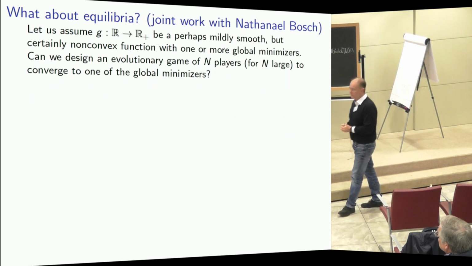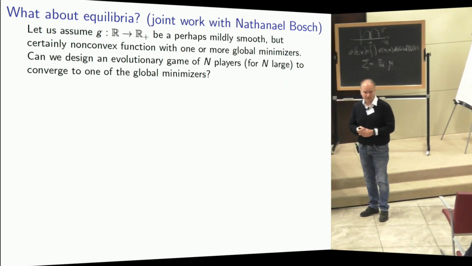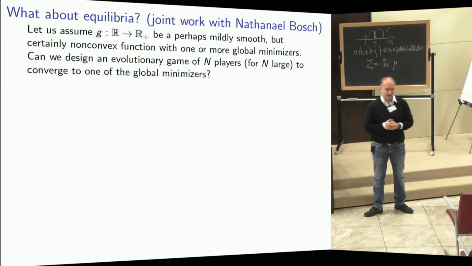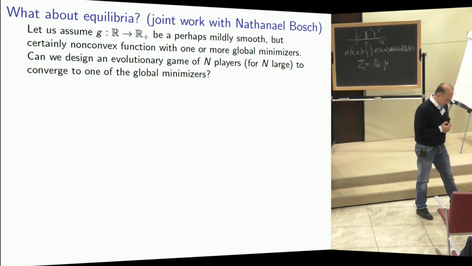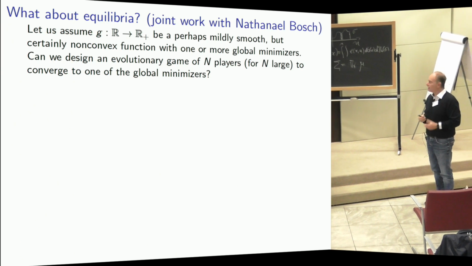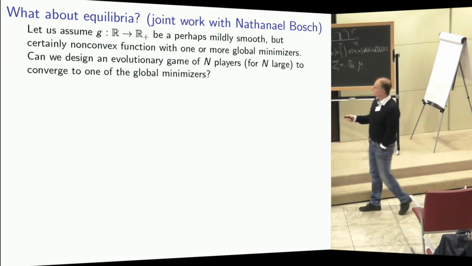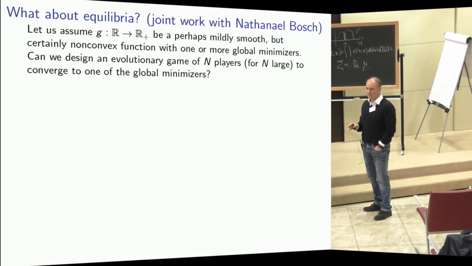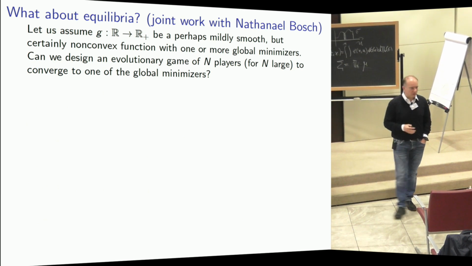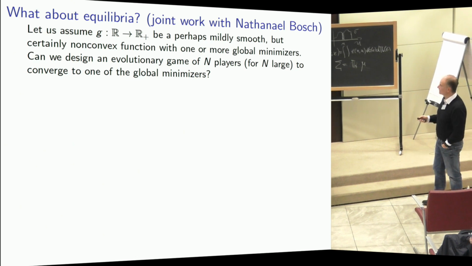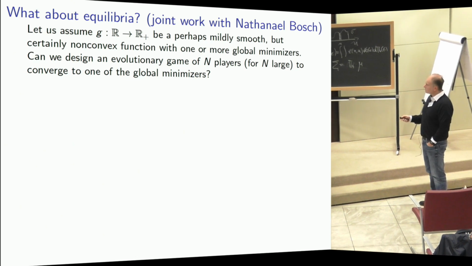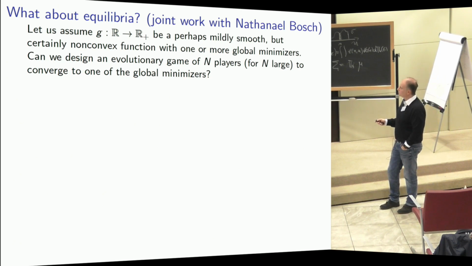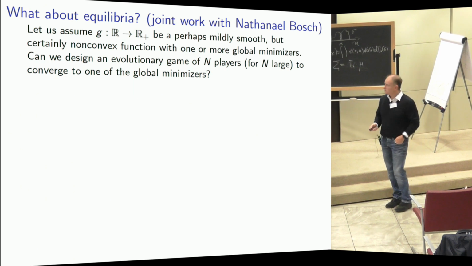So what about equilibria? This is a very quick thing that I show you just to have your understanding that this can be applied and can be used in practice. So let's assume that we want to minimize a mildly smooth but certainly non-convex function, which is usually a very difficult problem to find global minimizers. And the problem is: can we design an evolutionary game, a non-homogeneous evolutionary game of n players that can converge to one global minimizer?